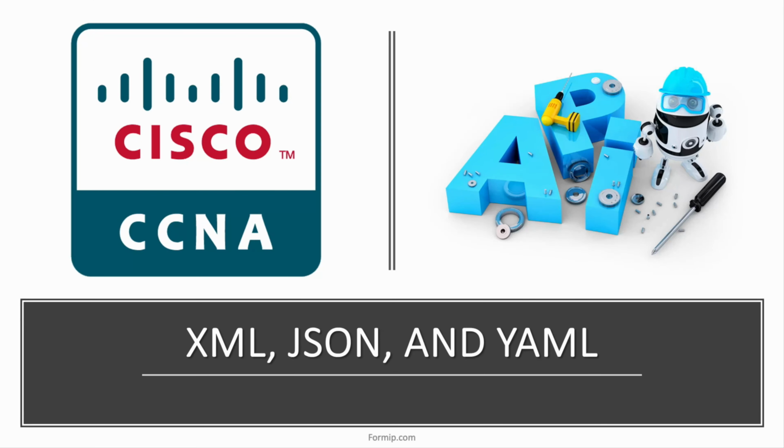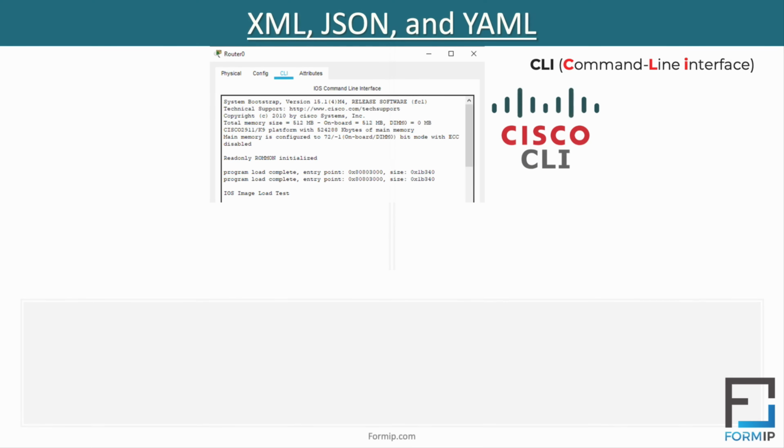XML, JSON, and YAML. The command line interface, the CLI, has been the most common method for configuring network devices for the past 30 years. The CLI is great for us humans, but not so good for computers. We use configuration commands to configure everything and show or debug commands to check the work. The output of these verification commands is easy for us humans to interpret. However, it is difficult to use the CLI for scripts or network automation tools.